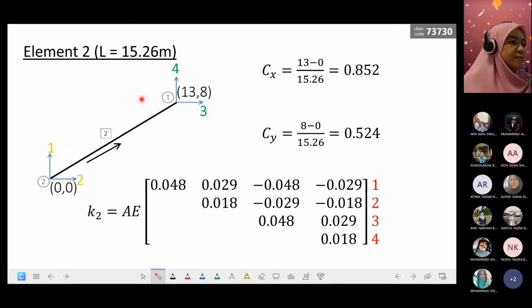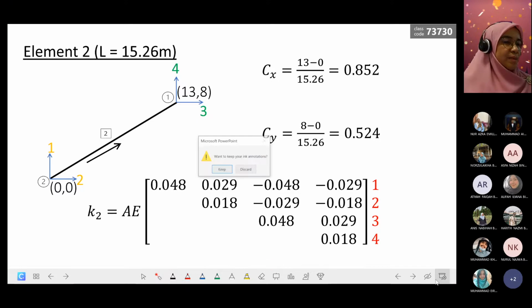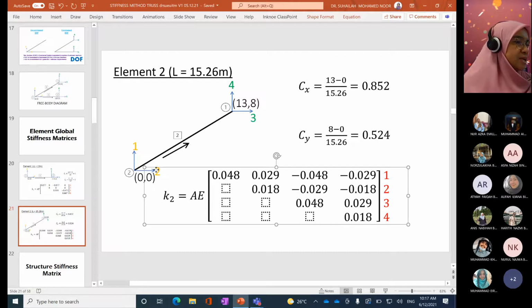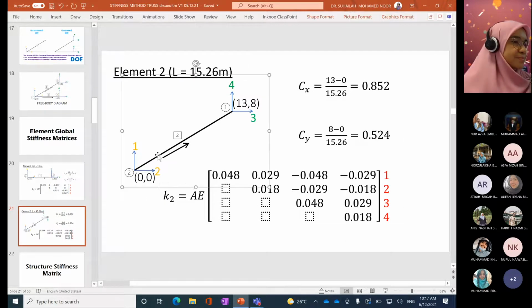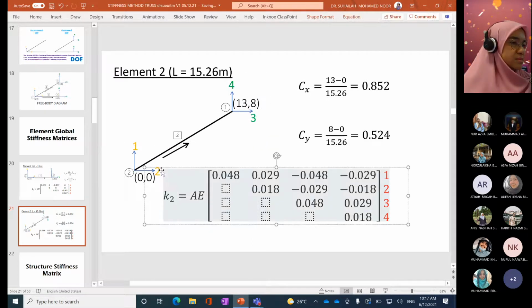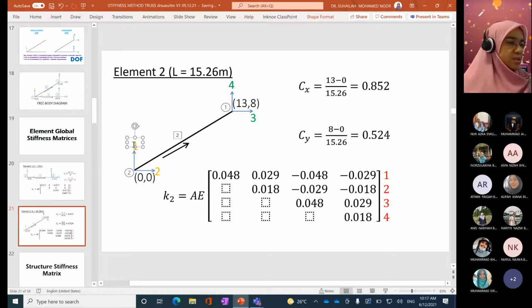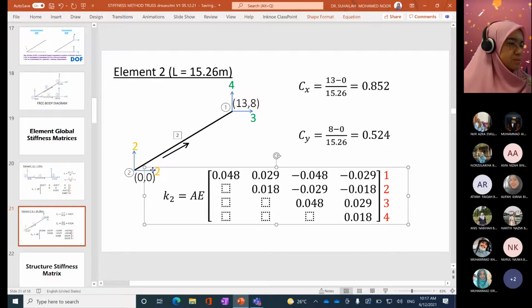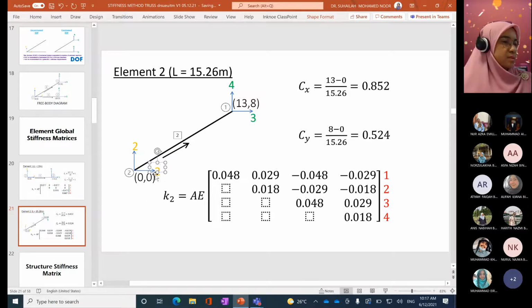We move to this one. This is 1, 2, 3, 4. This one is correct. 1, 2, 3, 4. No, this one is right, but this one is wrong. This one is also wrongly labelled, so this also needs to be changed. Wait. This one, 2. This one. Okay, 1, 2, 3, 4.